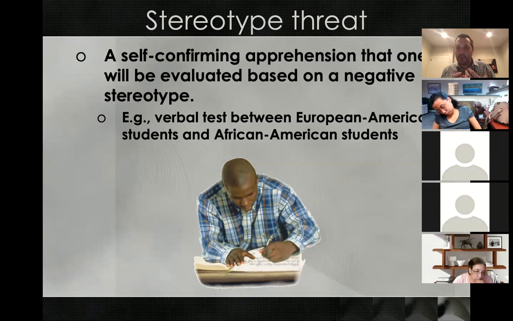Okay? And the problem is that that concern that they're going to be evaluated based on a negative stereotype interferes with their ability to concentrate on the test. And as a consequence, they do worse on that test. Not because they're inherently worse, but because they were so preoccupied with being potentially evaluated negatively based on that stereotype that they weren't able to concentrate on the test itself. That's what stereotype threat is.